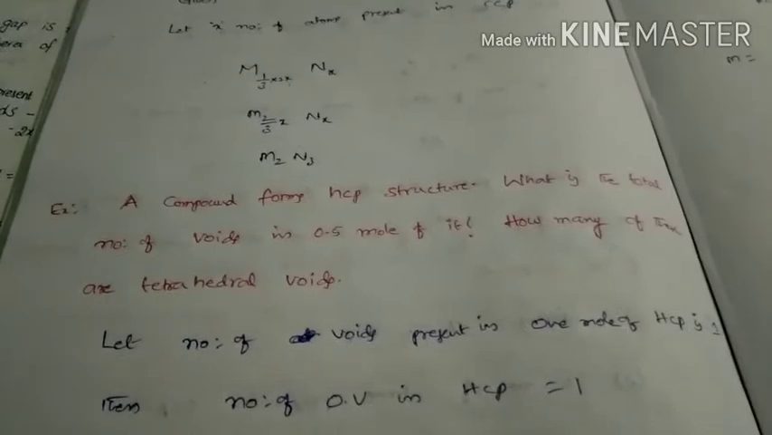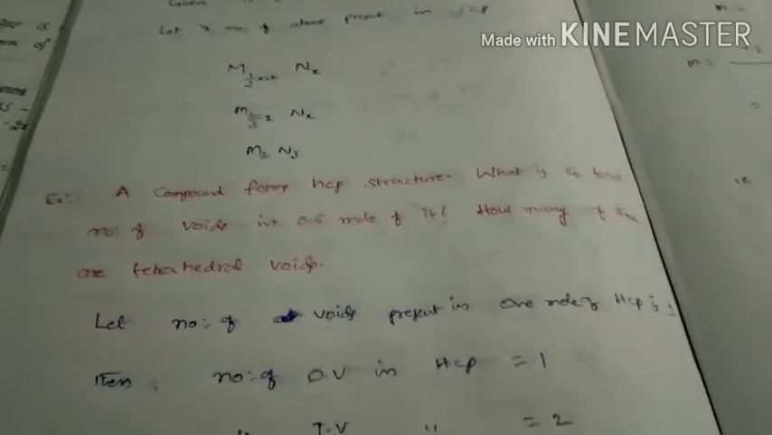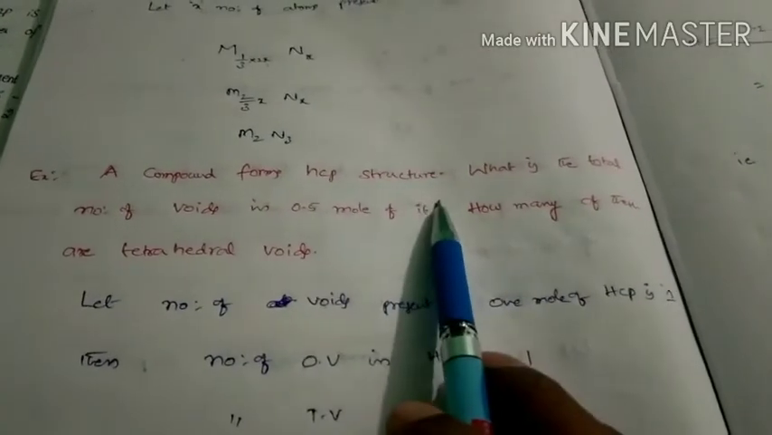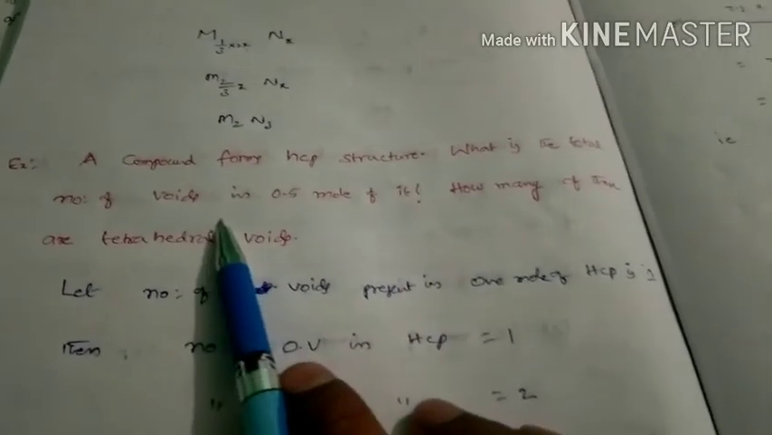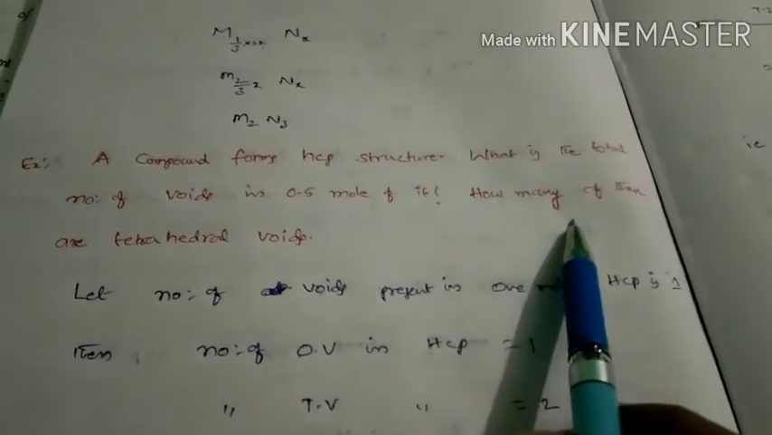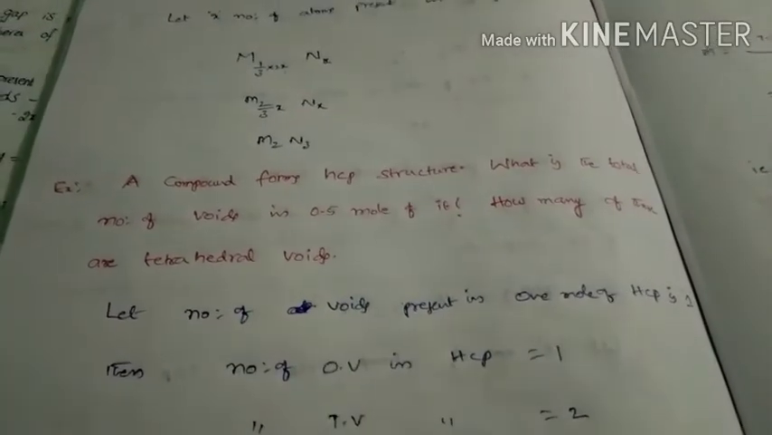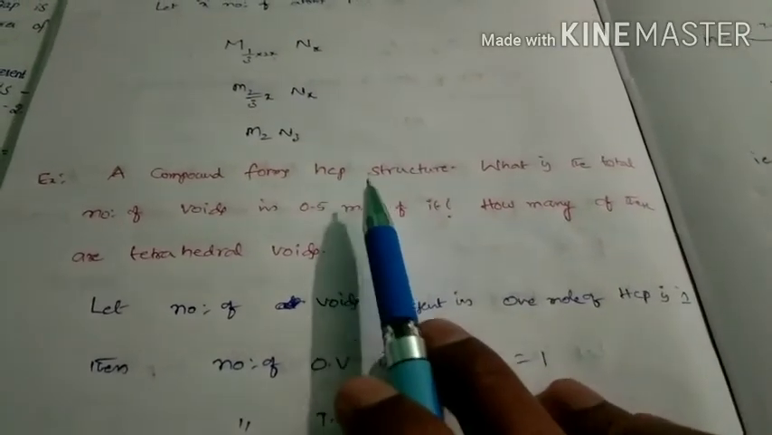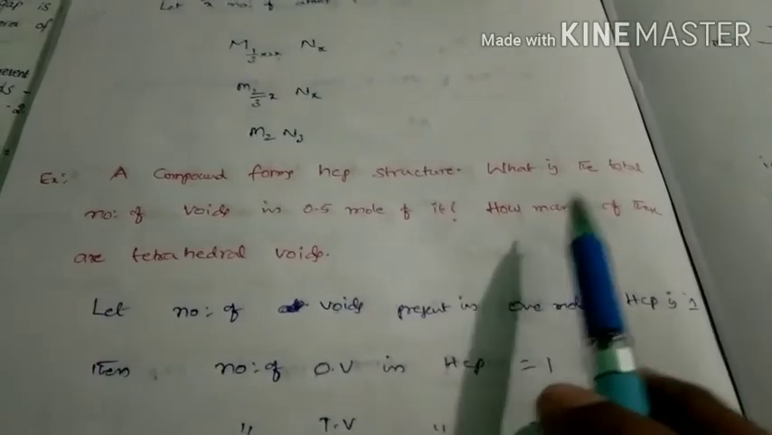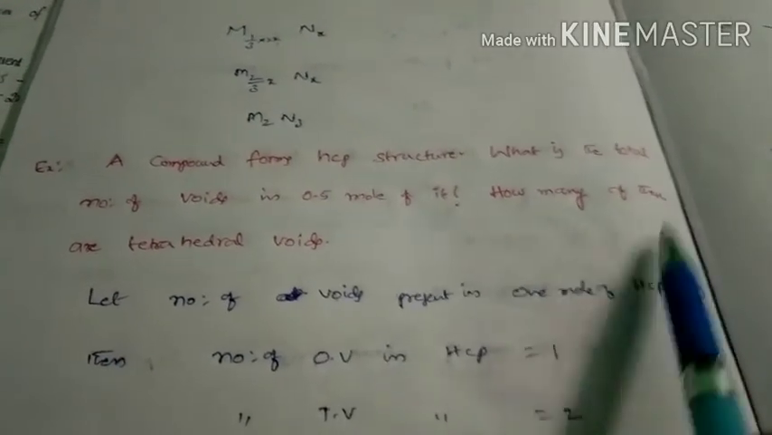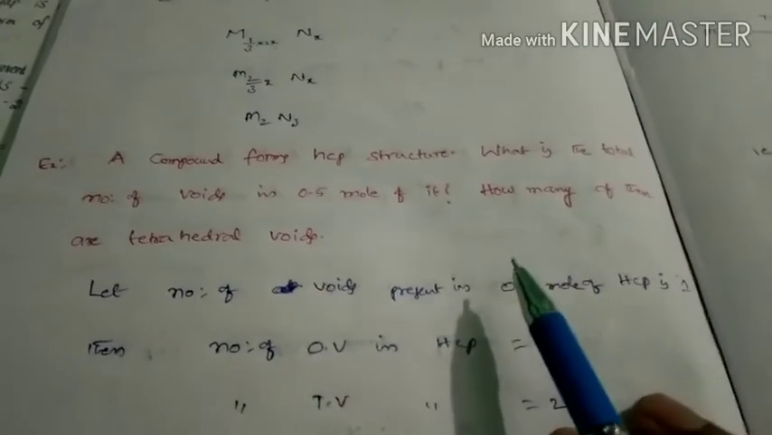And one more question is given. This is somewhat different compared to the previous three problems. Here the question is: a compound forms an HCP structure. What is the total number of voids in 0.5 mole of it? How many of these are tetrahedral voids? So this is the question. It is somewhat of a logical question.